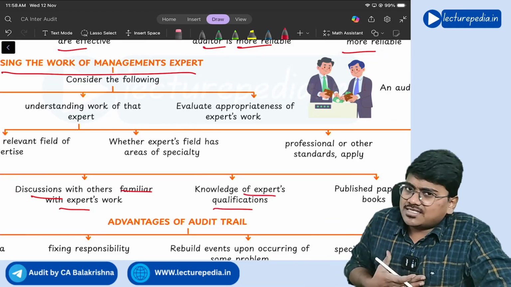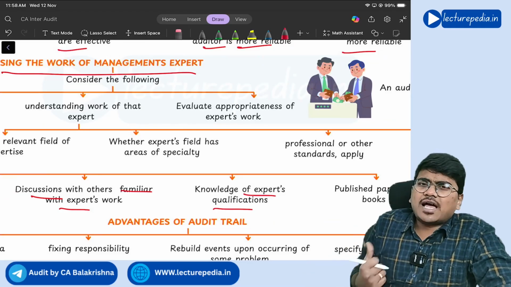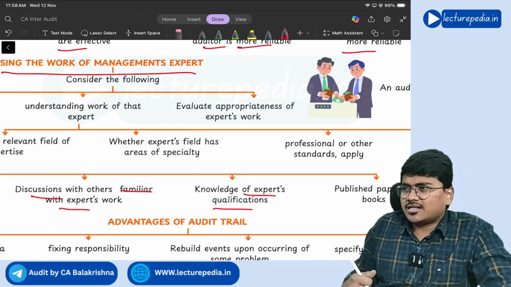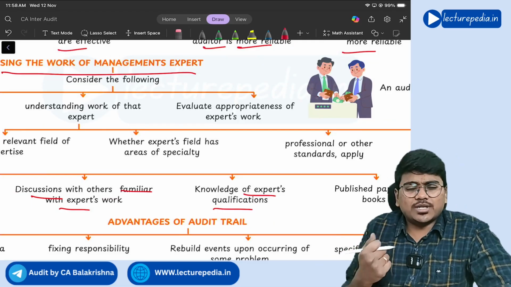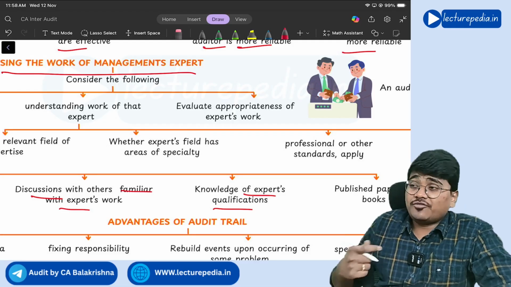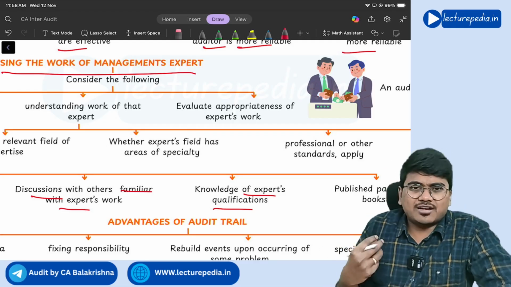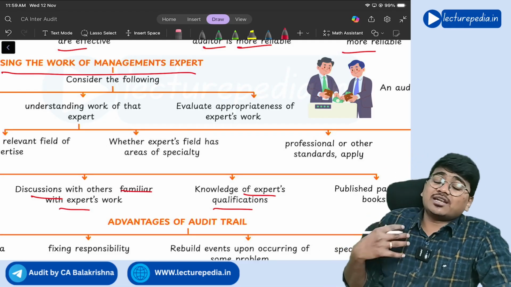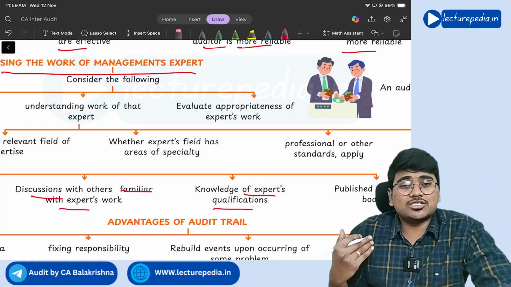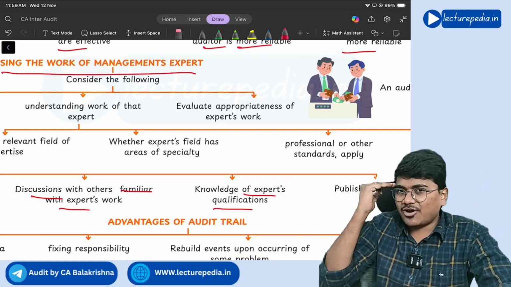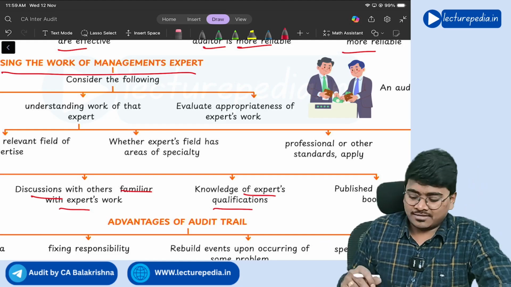Next, knowledge of the expert's qualifications. Just like a chartered accountant, he may also have other qualifications. An actuary is a professional, right? So if he has any such specific qualification for these calculations, then also you can rely on his work. Then also you will get to know about his knowledge, capacity and capability, right?